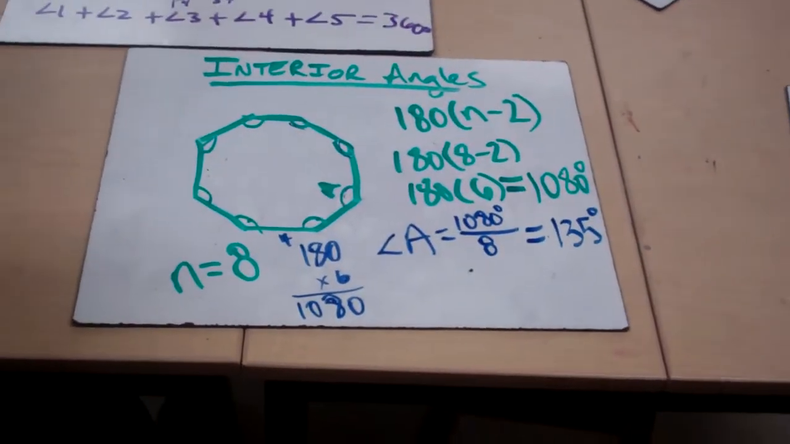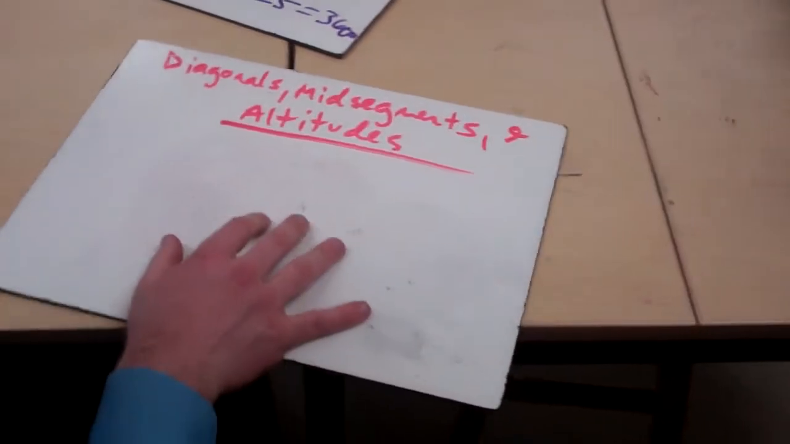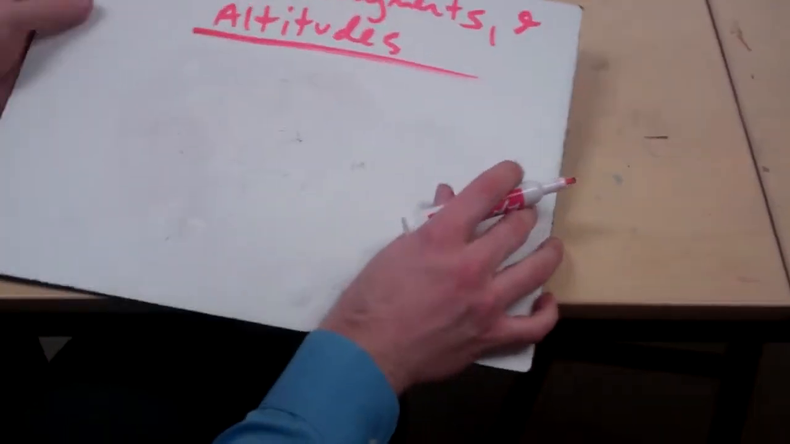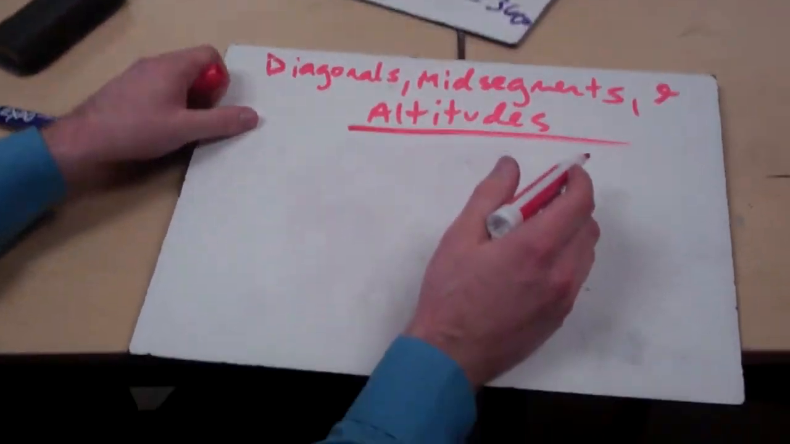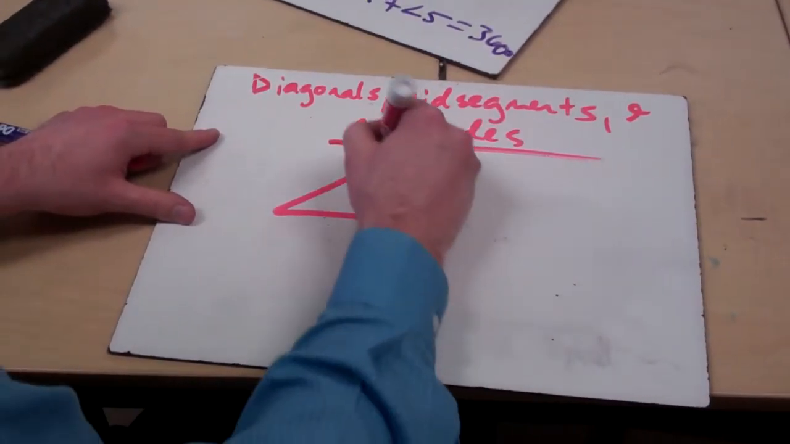Mr. Athman, what are we doing for our final idea of the day? Our final idea is just identification. So this one's not too bad. We just got to get some terms down. Diagonals, midsegments, and altitudes. So I'm going to draw a good old triangle. Let's make it look like this time.